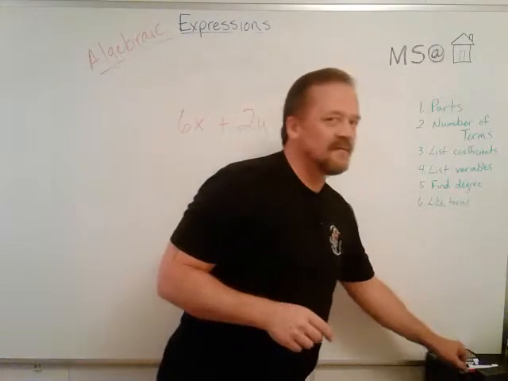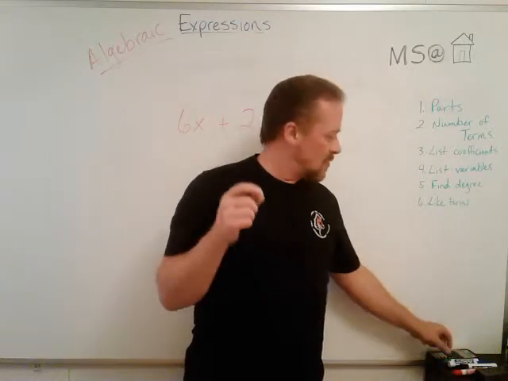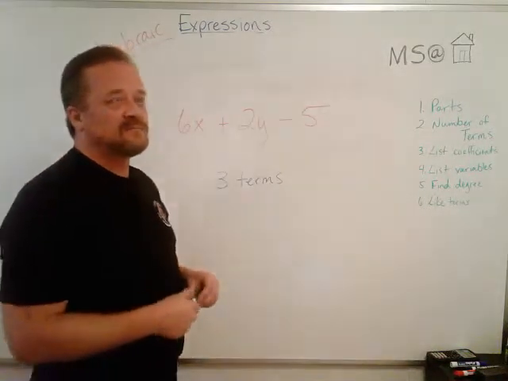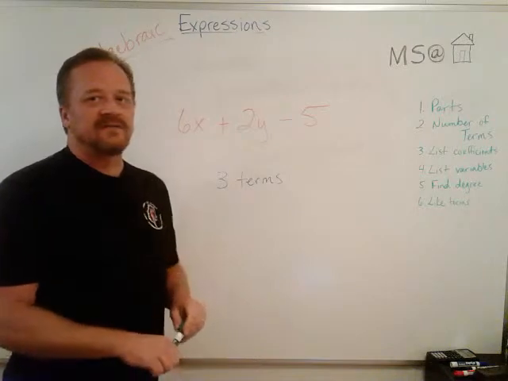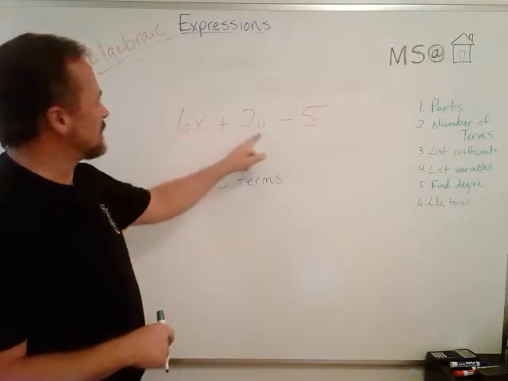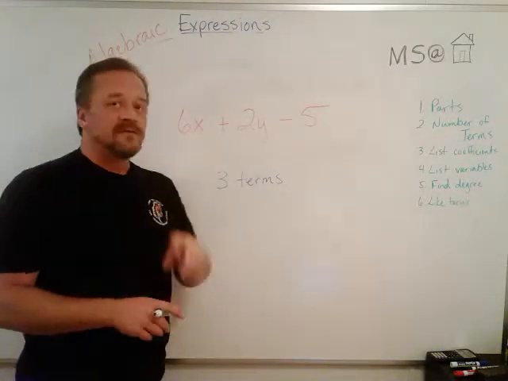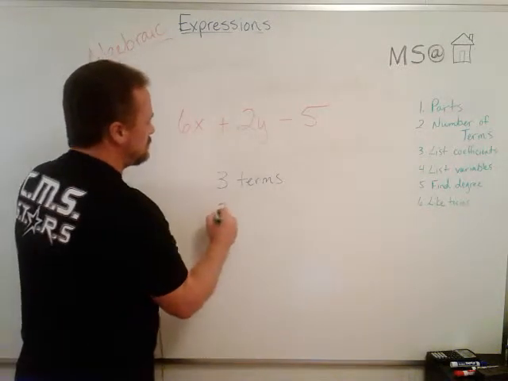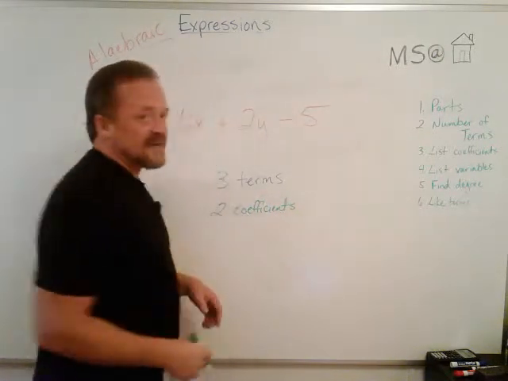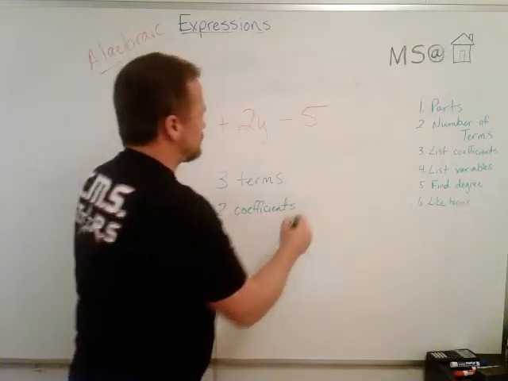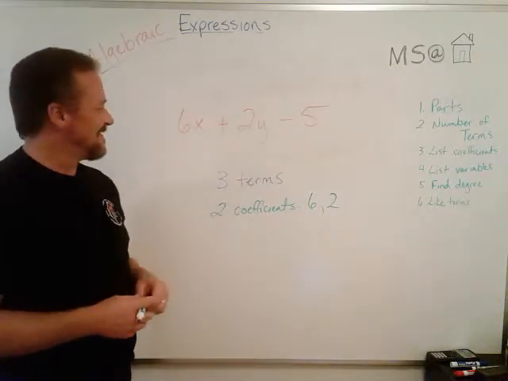Remember that a coefficient is stuck to a variable, right? It's being multiplied or divided by a variable, or the variable is being divided by the coefficient. So how many coefficients do you see? Well, I have 2 variables. They both have coefficients, right? X has 6, y has 2. 2 coefficients. And if I were to ask you to list those coefficients, you would say here's 6 and here's 2. Good. There's 2.